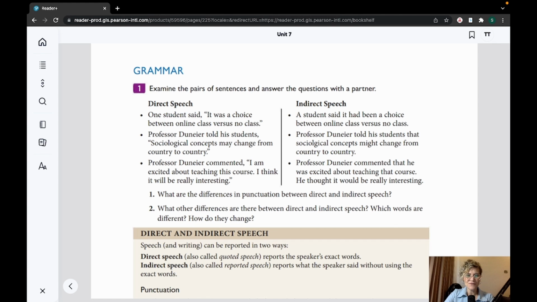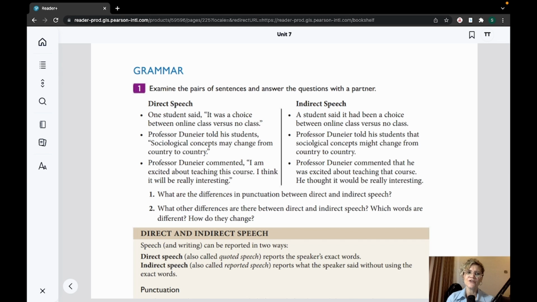Great, that brings us to the grammar. We're going to talk about direct and indirect speech. Now, examine the pairs of sentences and answer the question. So here we have direct speech. One student said, "It was a choice between online class versus no class." Professor Dunier told his students, "Sociological concepts may change from country to country." Professor Dunier commented, "I am excited about teaching this course. I think it will be really interesting."